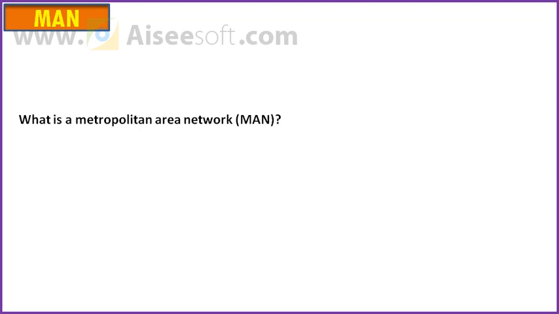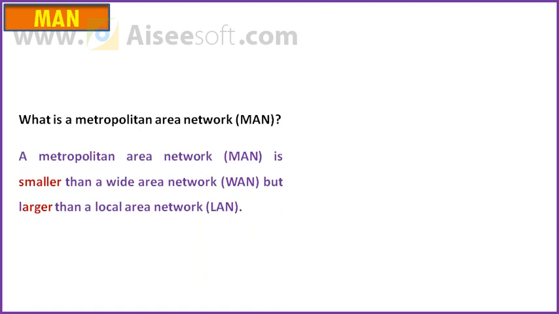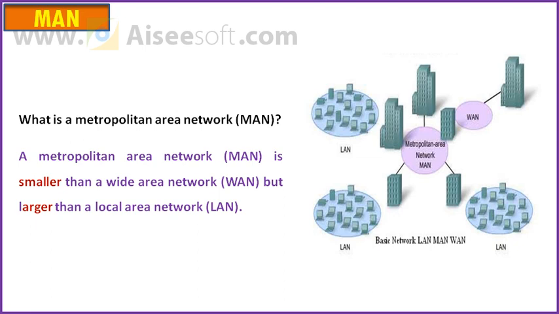What is a metropolitan area network? A metropolitan area network is larger than a local area network but smaller than a wide area network. The diagram of the basic network: LAN, MAN, WAN.